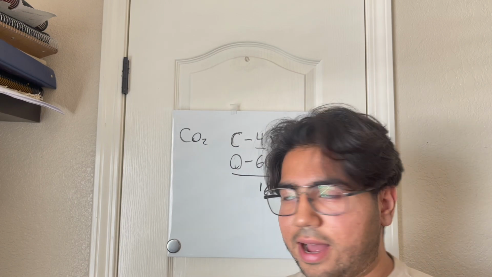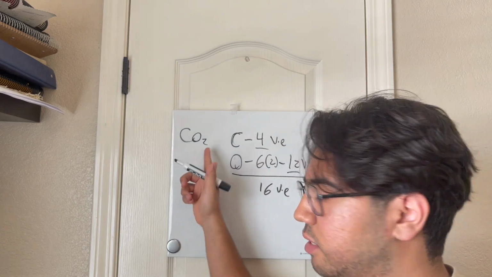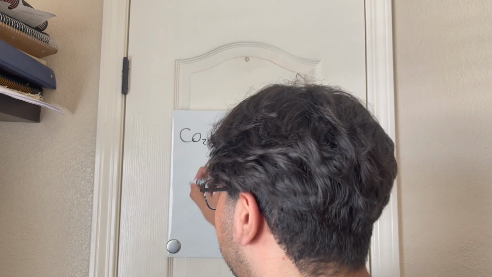Our second step is to dump all of these electrons into a rough structure, okay? The way we find a rough structure is just to put the odd atom, which is carbon in this case, in the middle, and then have it surrounded by oxygens. So carbon is going to go in the middle because it's the odd one out.